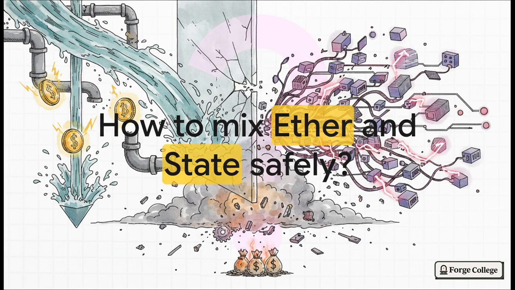When a user sends Ether to a contract, we have to record that balance in the contract's memory, right? Its state. But every single time we touch that state, it costs us computational fuel, or gas. So the big question is, how do we securely link the flow of money to the updating of data without bankrupting our users with crazy transaction fees?